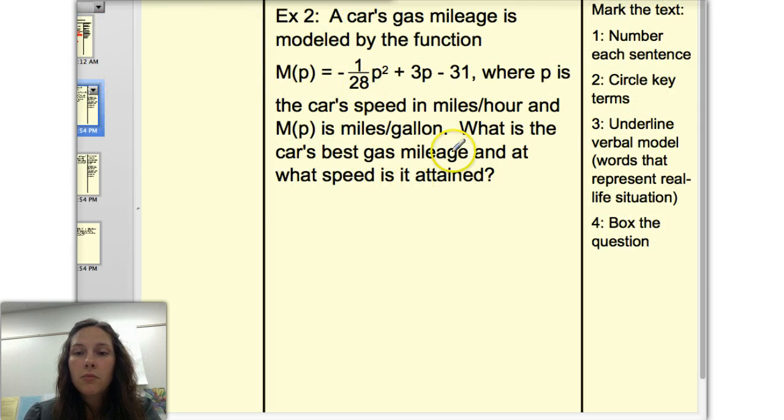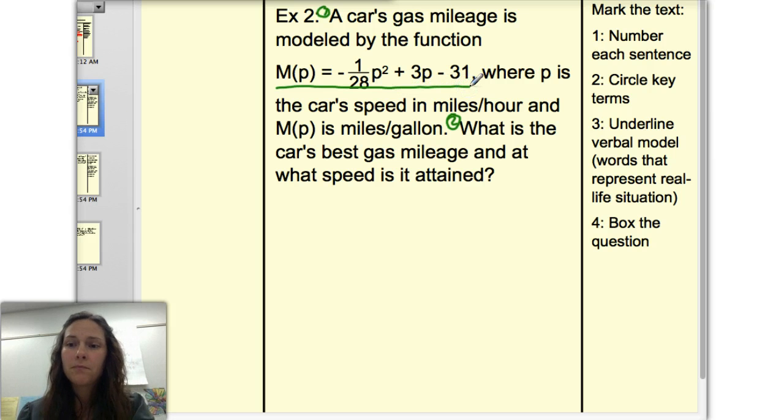All of these are application problems, so I'm just going to make one long video instead of 3 short videos for each separate question. So we're going to start again by marking the text, number each sentence. In this case, we have 2 sentences, so we might as well number them. 1, 2. Circle key terms. A car's gas mileage is modeled by the function. Actually, this is our mathematical or our verbal model.